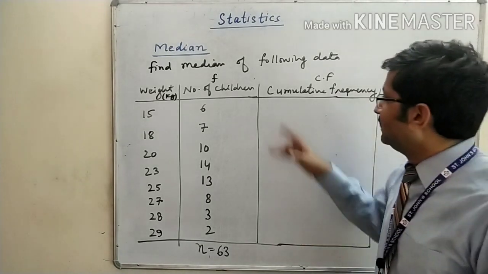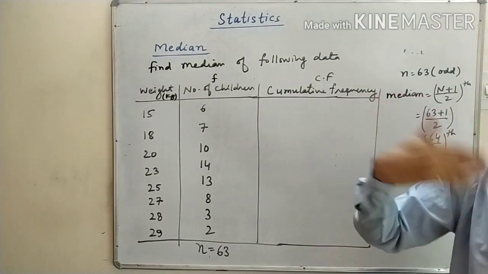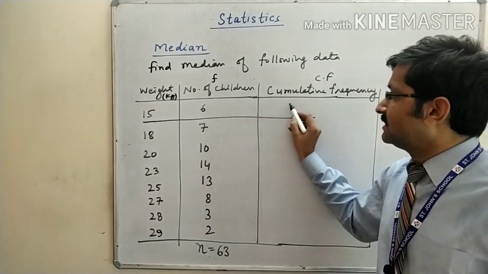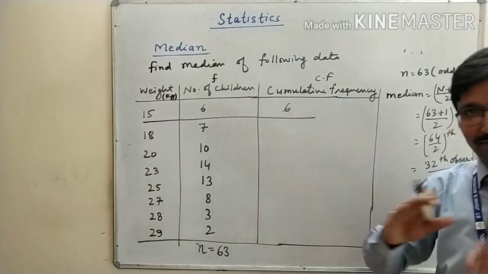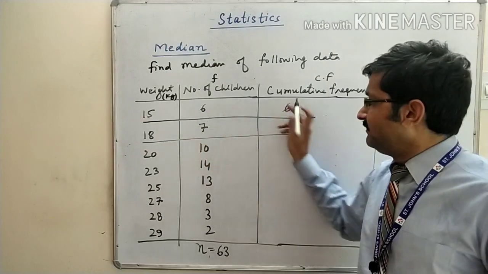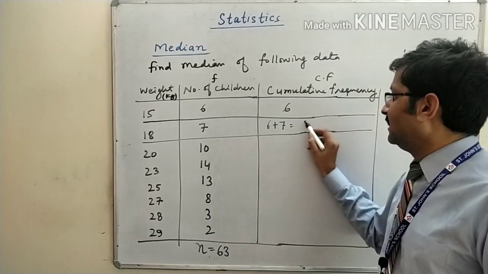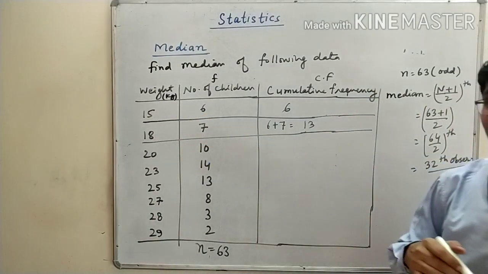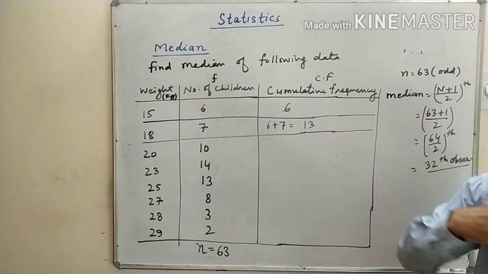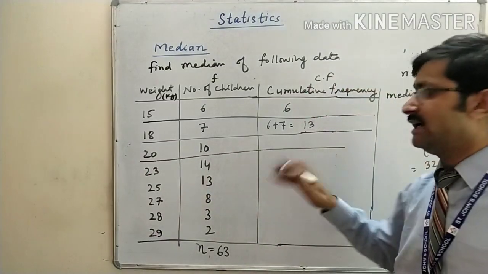One more table we can draw is called a cumulative frequency table. Cumulative frequency means we add continuously. For 15 we have 6. Adding 7, we get 13. Up to 18 and 15, the total is 13 observations, since we write 15 six times and 18 seven times.